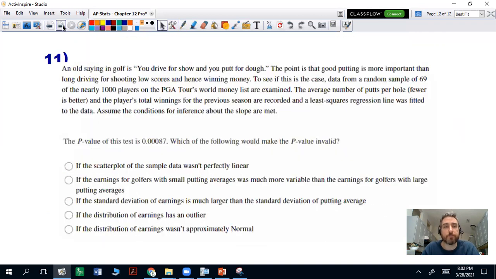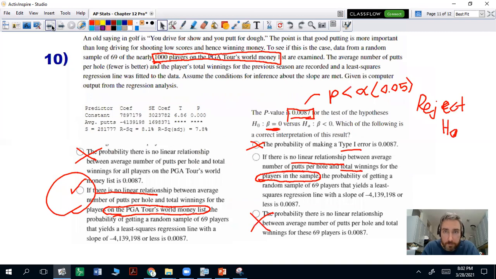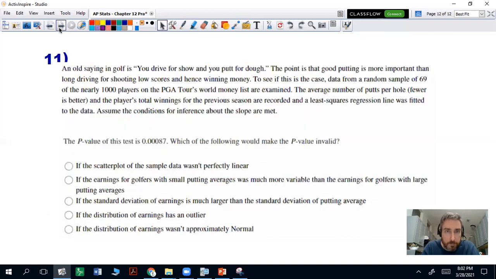Last question. In the same scenario, the p-value of this test is 0.00087. Which of the following would make the p-value invalid? I think they missed the 0 in the last one, but that's okay. So which of the following makes the p-value invalid?